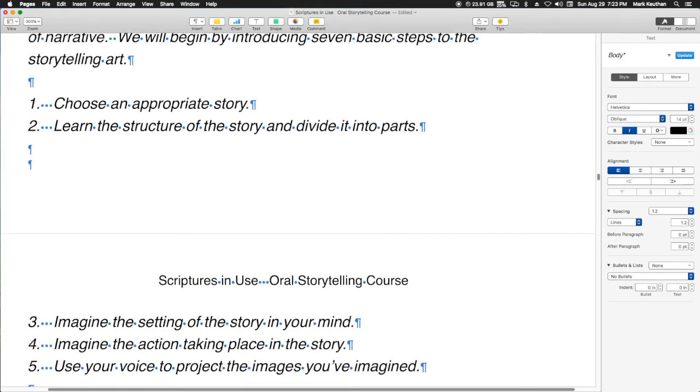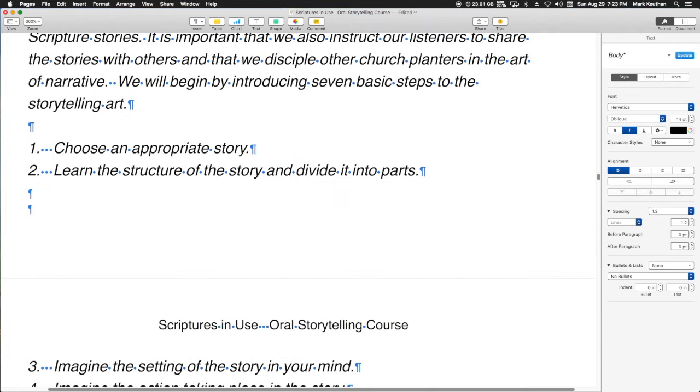What I've done for this course is use the first 3 weeks to go through these 7 basic steps to the storytelling art and break them up, so that we cover the first 2 steps, which you've already done in week 1. Choose an appropriate story. In fact, in your case, you're going to choose 3 appropriate stories, parables, from the list of dozens of parables that Jesus told during his ministry on earth.